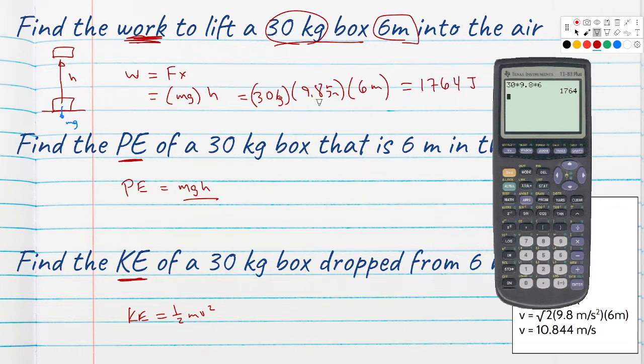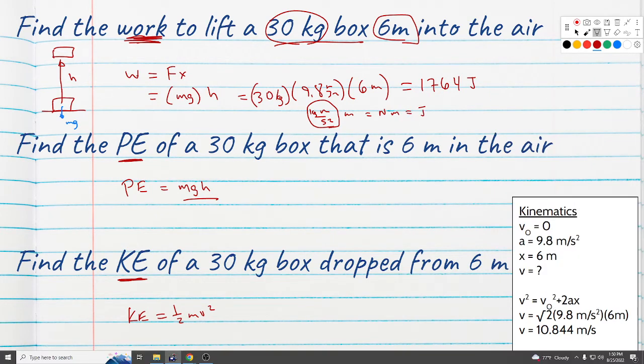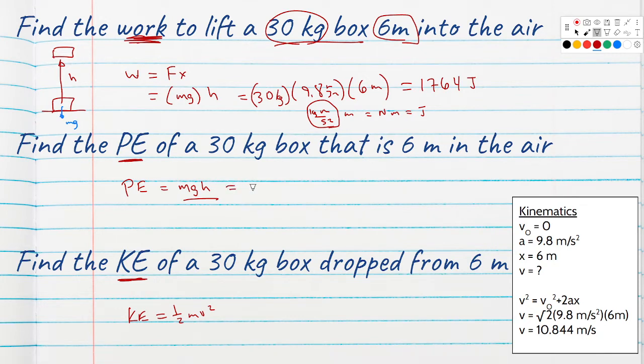If you want to see it happen, I got a kilogram meter per second squared times a meter. This makes a Newton, like we had last time in force. So I got a Newton times a meter, and that's a joule. Works out nice. Okay, right here I'm trying to do the potential energy of a 30-kilogram box at 6 meters in the air. mgh, that's the calculation we just did. So I could run these numbers again, but I don't really need to.